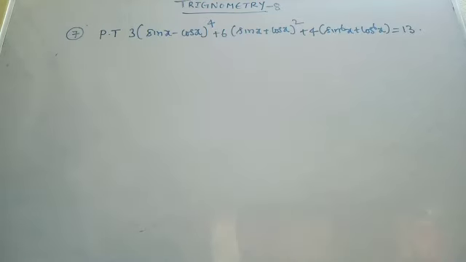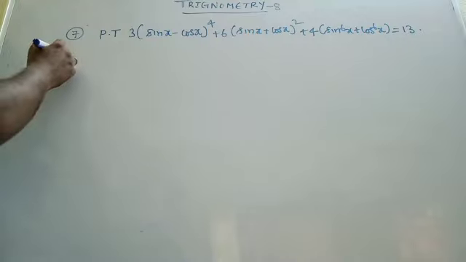We have one more fabulous problem for this video. The seventh one, prove that 3 times of sin x minus cos x whole power 4 plus 6 times of sin x plus cos x whole square plus 4 times of sin power 6x plus cos power 6x is equal to 13, we require to prove. Very important problem. Now let us do this problem. We will take one by one.